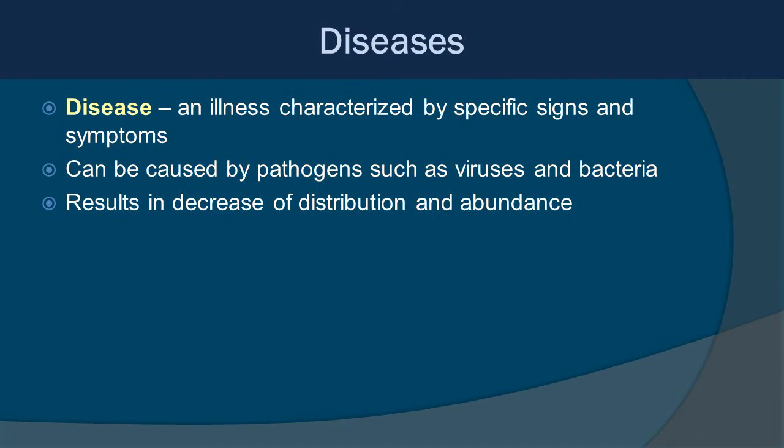Disease can be another big factor for populations. Disease is an illness characterized by specific signs and symptoms. They can be caused by pathogens such as viruses and bacteria. They result in a decrease of distribution and abundance of whatever particular species or population you're talking about.